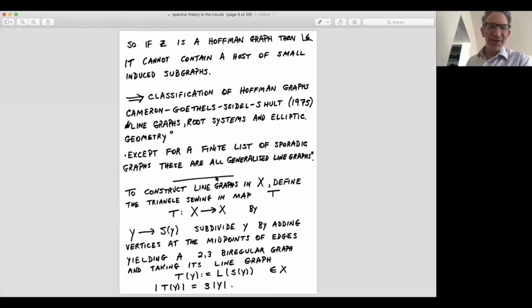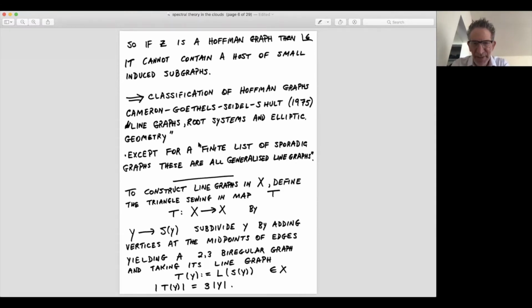The sporadic ones are contained in the root lattice of E8. That's where this elliptic root systems comes in. It's quite a beautiful paper. Anyway, if you use that, you can show the following. So one way to make, remember, X is our 3 regular graphs. I'm back to my 3 regular graphs, capital X.